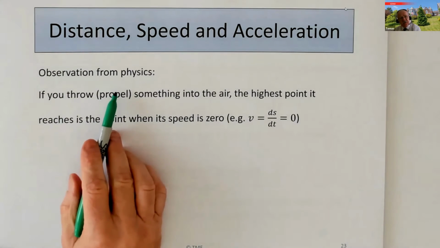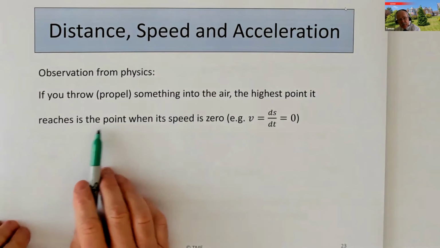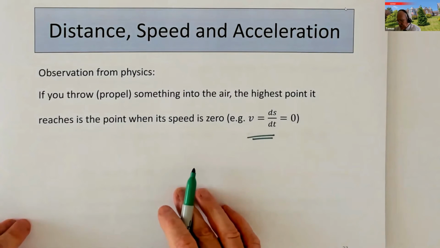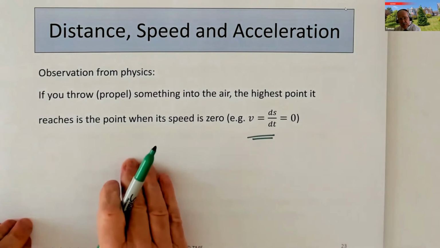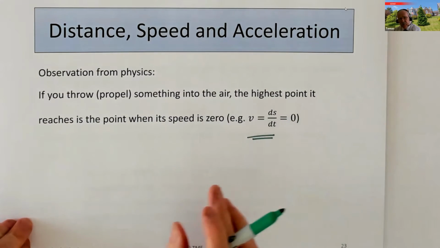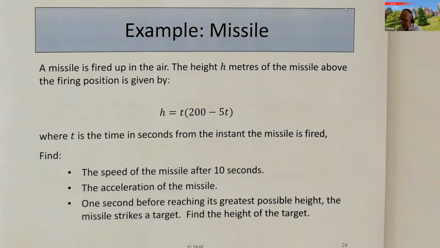An observation from physics: if you throw something up in the air, the highest point it reaches is the point when its speed is zero. So when it's no longer changing its distance from the ground, when ds/dt is zero, then it's at the maximum.